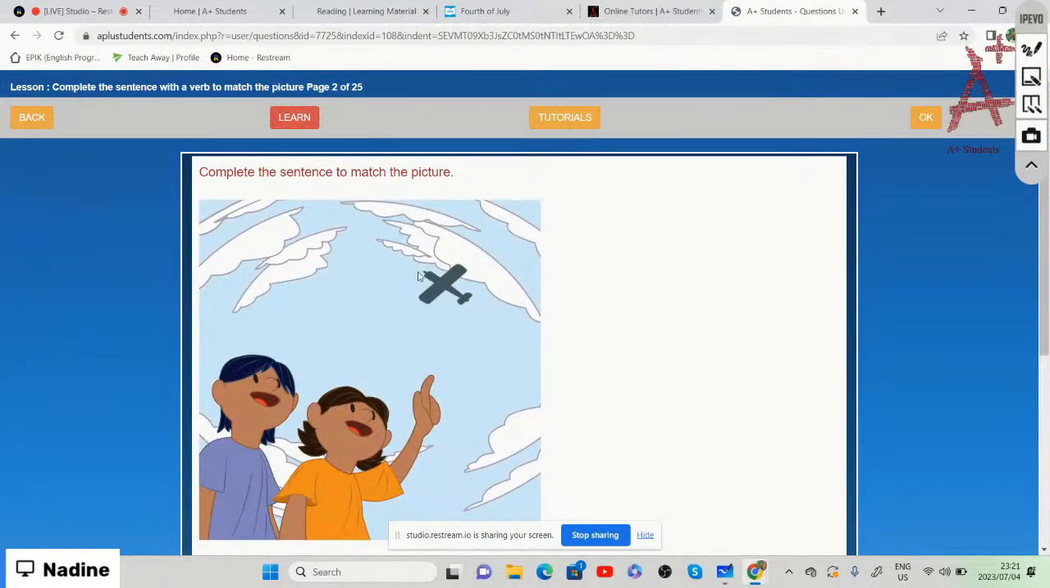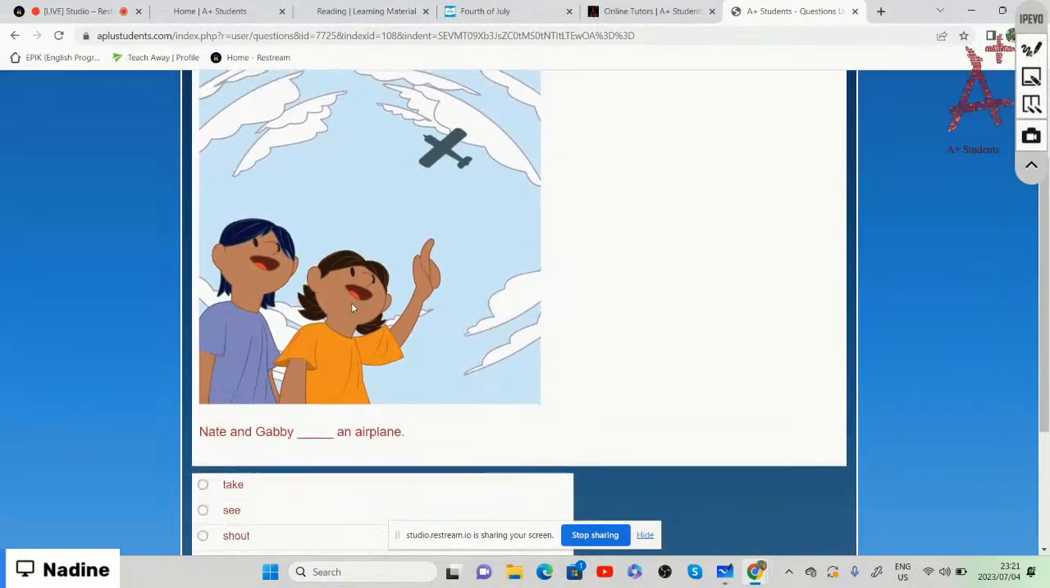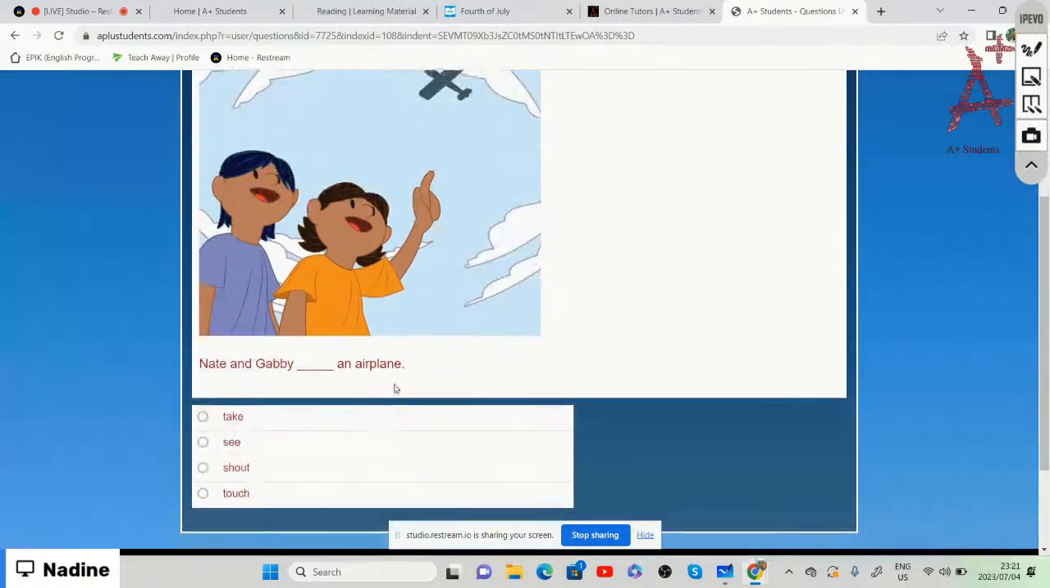All right, look at the next one. Complete the sentence to match the picture. These two kids are doing something. There's a plane that we see in the sky, right? So Nate and Gabby, what an aeroplane. Do they take an airplane, see an airplane, shout an airplane, or touch an airplane? What are Nate and Gabby doing? So, what are Nate and Gabby doing?